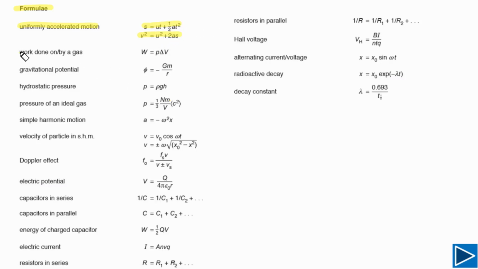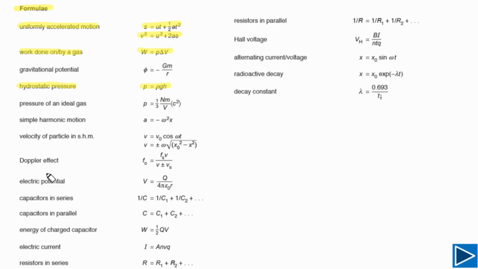The next one you need for AS Physics is work done on gas or work done by gas, and this is W is equal to p times delta V. In this case, p is constant and delta V is the change in volume. If p is constant, then you can use this one. The next one is hydrostatic pressure, p is equal to rho g h. Rho is the density of the fluid.